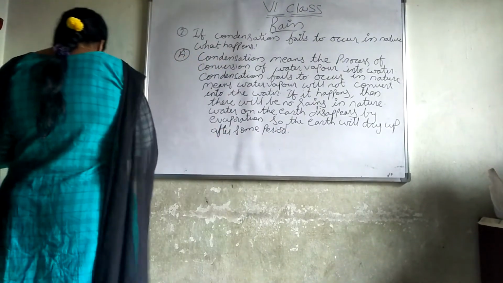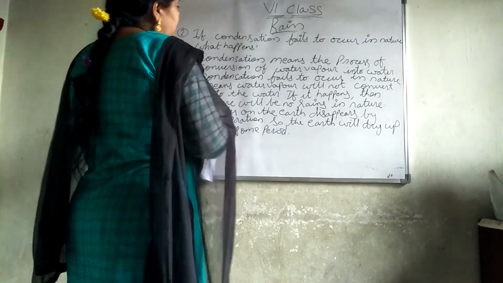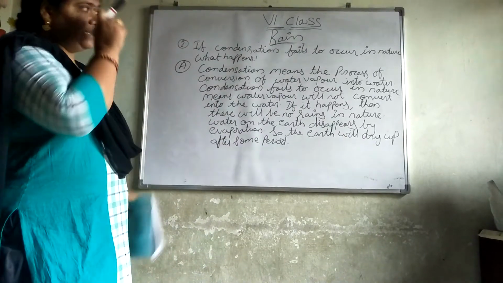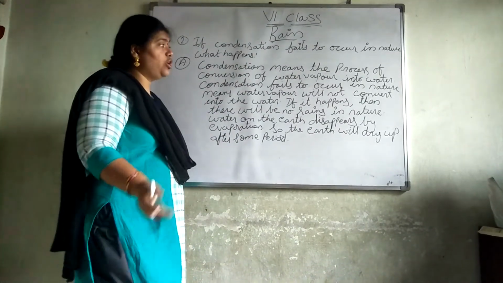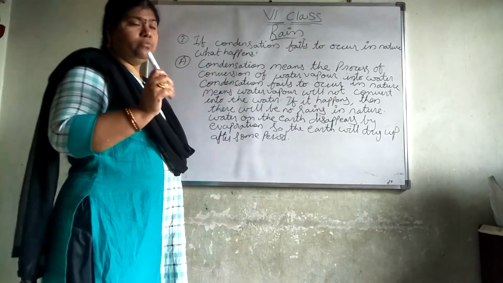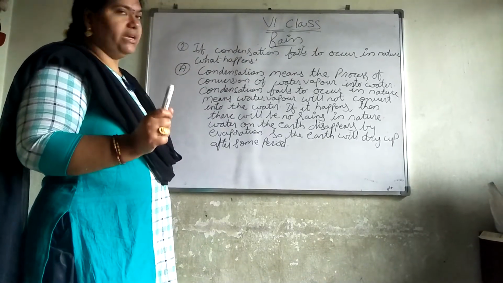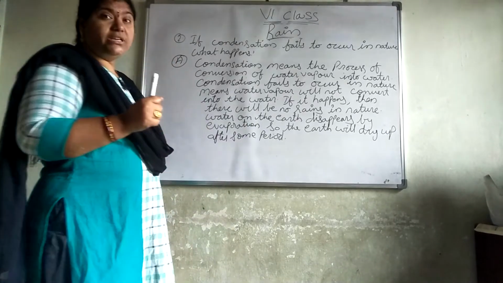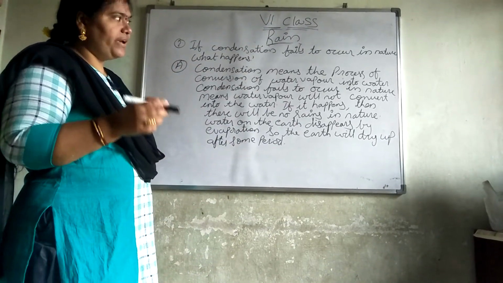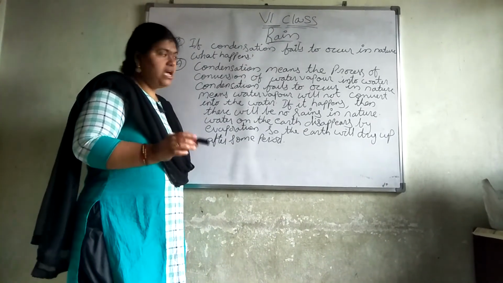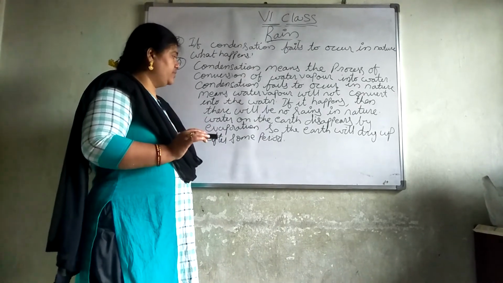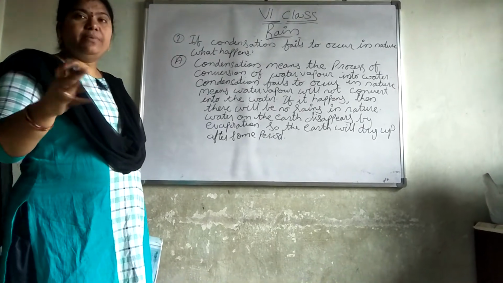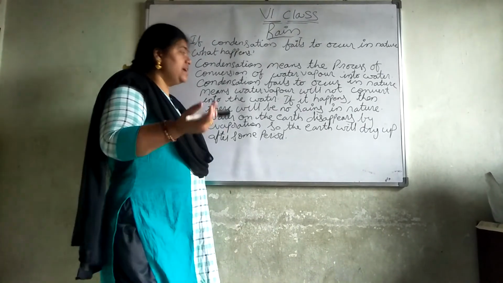So please see here, very important answer. If condensation fails to work in nature, what will happen? Condensation means the process of conversion of water vapor into water. Condensation fails to occur in nature means water vapor will not convert into water. And if it happens, then there will be no rains in nature.